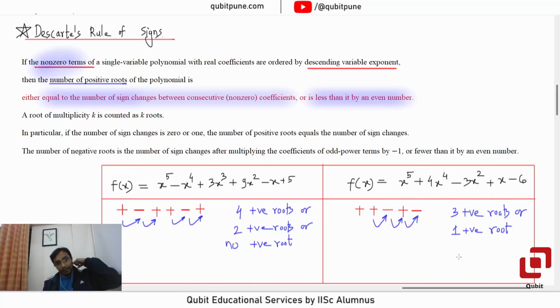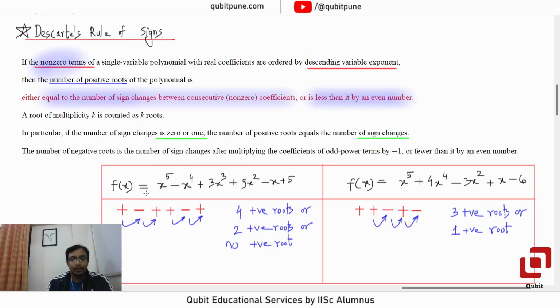Okay, fine. Now let's go to the negative roots, but before that we read the 4th point. In particular, if the number of sign changes is 0 or 1, then the number of positive roots equals the number of sign changes. Well, that's fine. That's a special case of that, right?